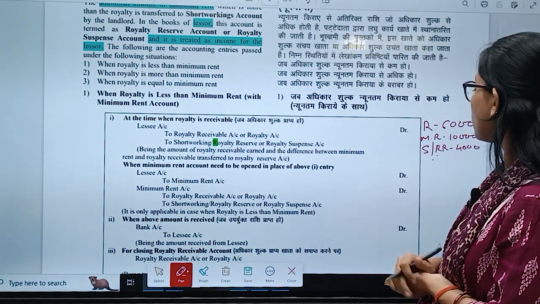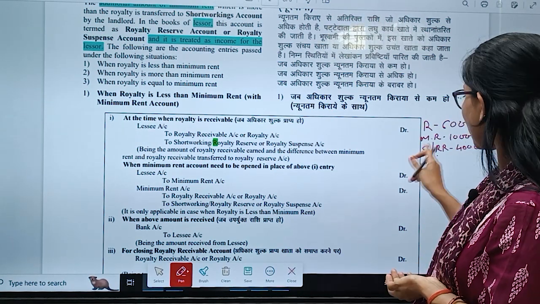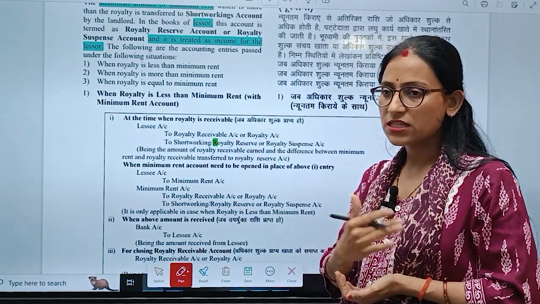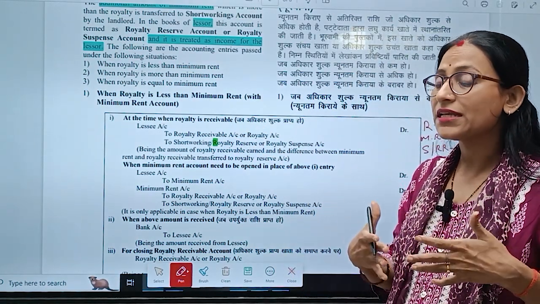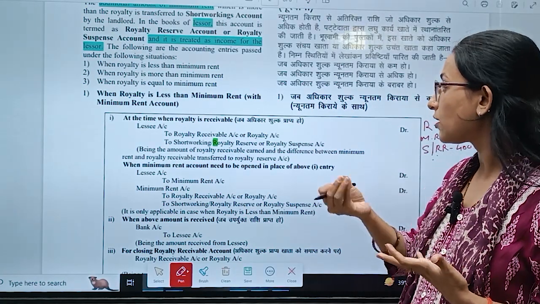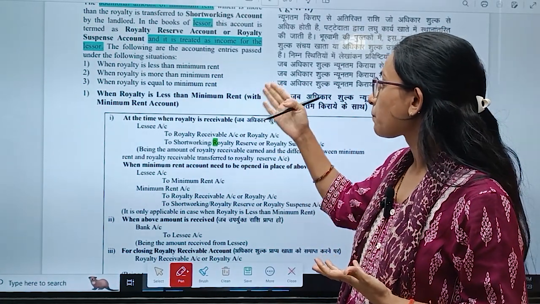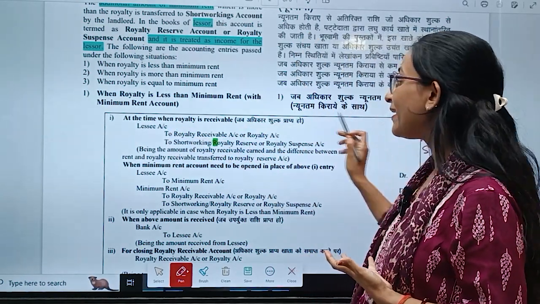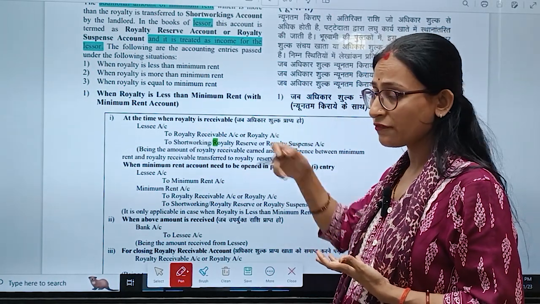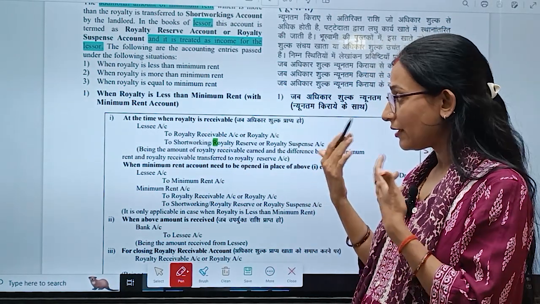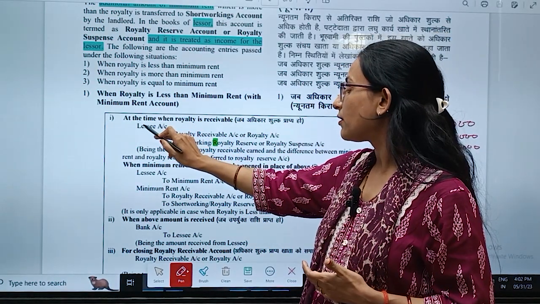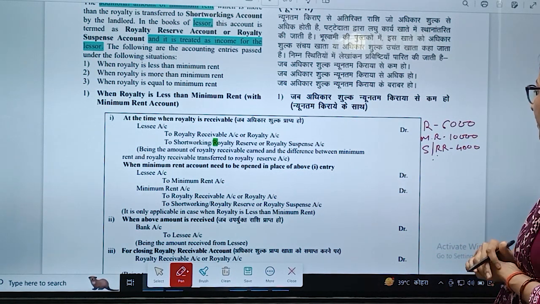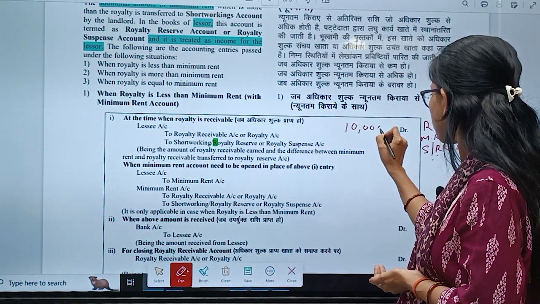So the first entry which we are going to pass with the help of this example is royalty receivable. Royalty is not yet received, but it is earned. So if the royalty is earned, what entry will the landlord pass in his book? Lessee account debit. Why lessee account debit? Because lessee is a debtor, as I have already said. Debtor is an asset for the landlord, so debtor is going to increase. He is going to get the money from the lessee. How much money? He is going to get 10,000 rupees.